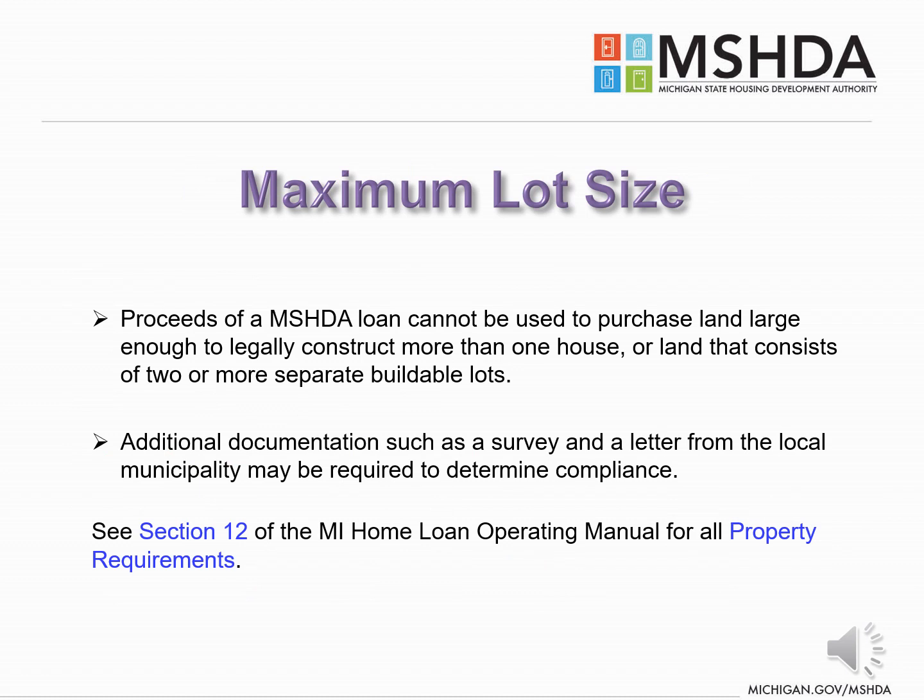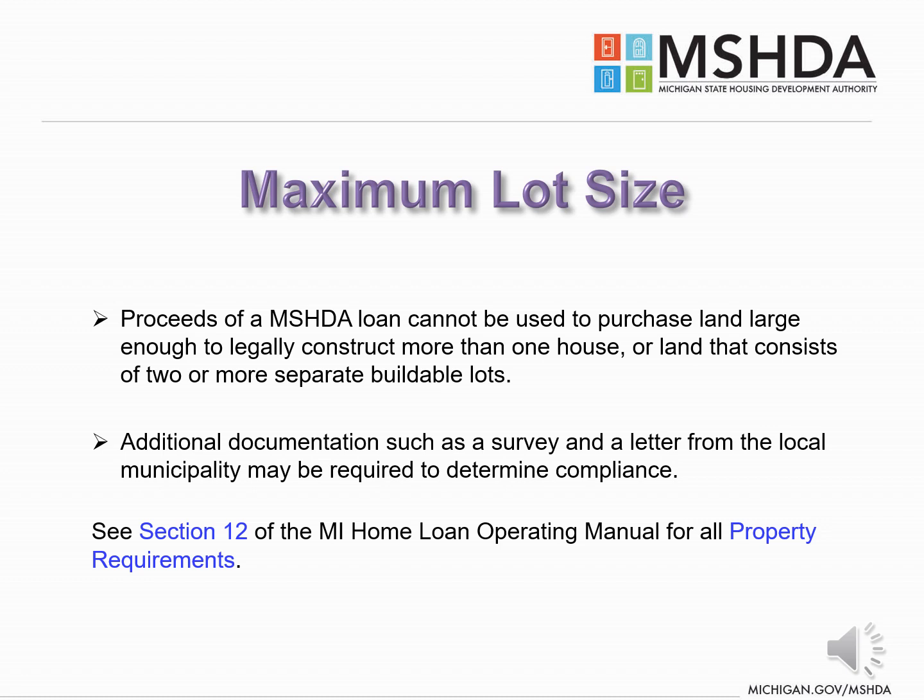Maximum lot size. The rule behind the strict acreage and lot requirements is as stated. The proceeds of a MSHDA loan cannot be used to purchase land large enough to legally construct more than one house, or land that consists of 2 or more separate buildable lots. For example, if you have a property with a legal description that includes 3 lots, if the house sits on 2 and the garage sits on the other, this is fine.